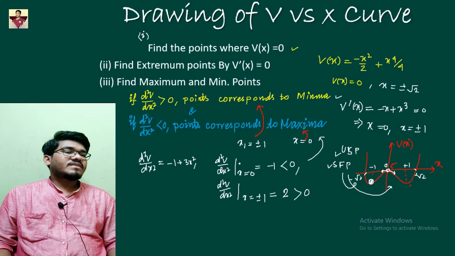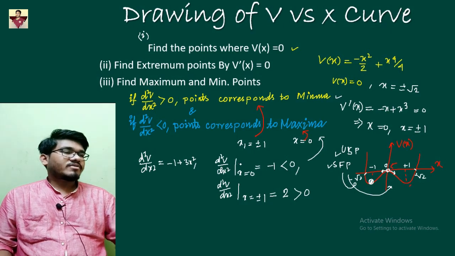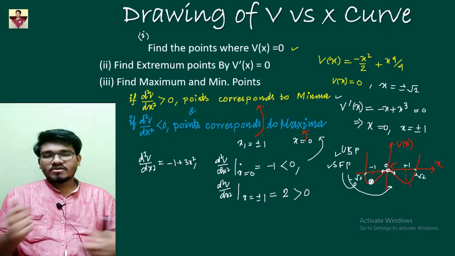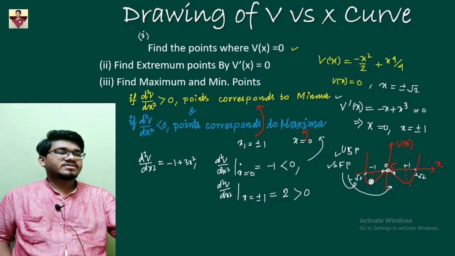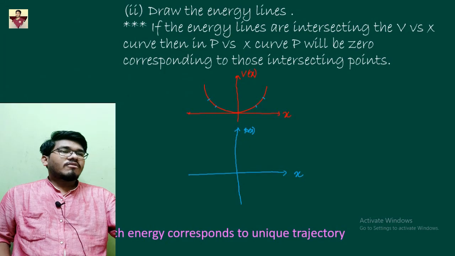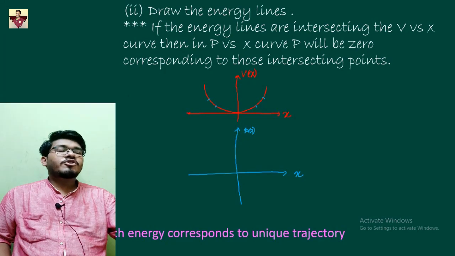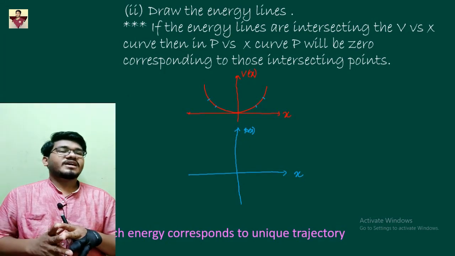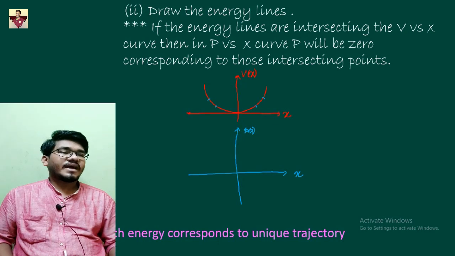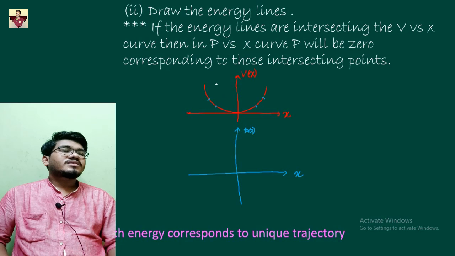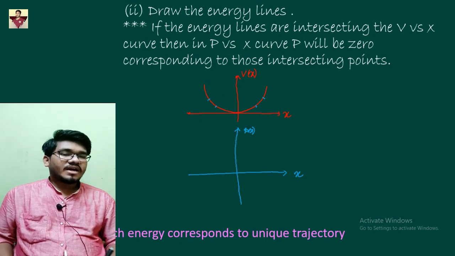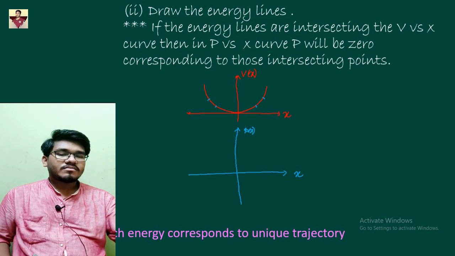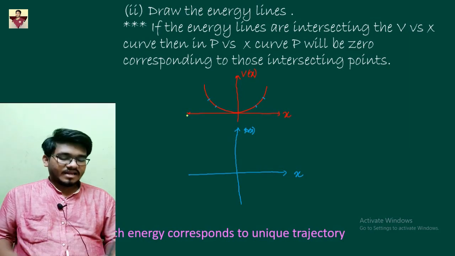You have plotted V versus x. Keeping on this concept, a basic concept of a graph is also needed for plotting all these things. Once you plot your potential, let's say you have a potential like this, then you will draw the energy lines. So the energy lines will be here.